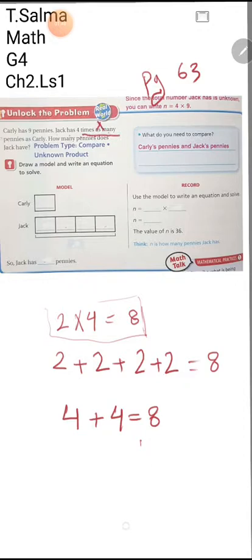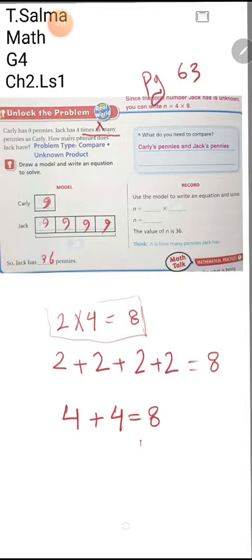Okay, so if Carly has 9 pennies, Jack will have 4 times as many pennies as Carly. That means 4 times, that means 4 multiplied by 9. That means I have to repeat 9 4 times. So if you add 9 plus 9 plus 9 plus 9, the answer will be 36. So Jack has 36 pennies.